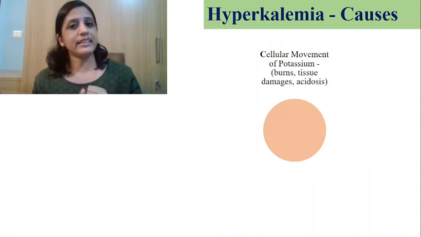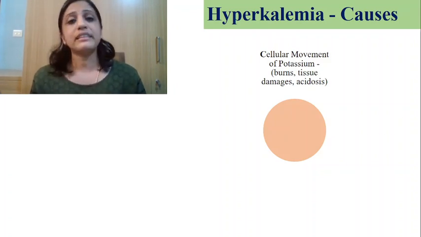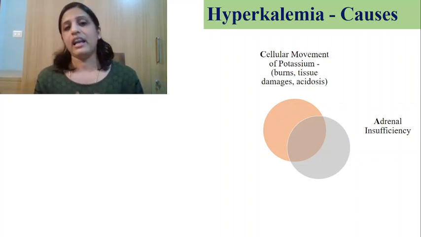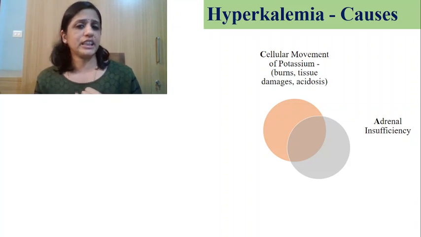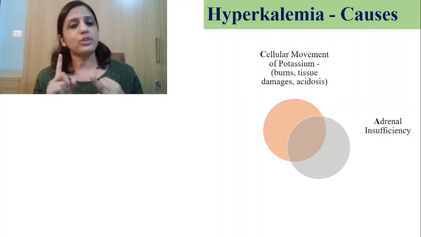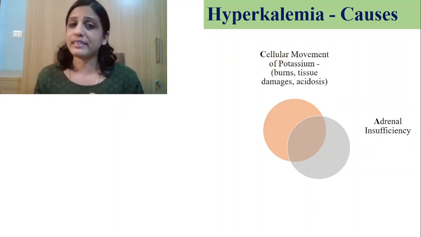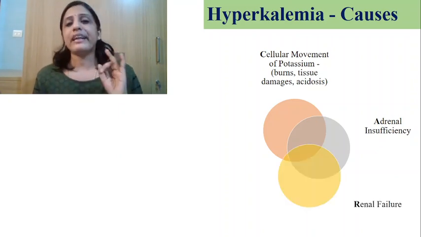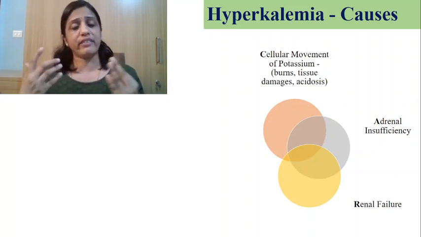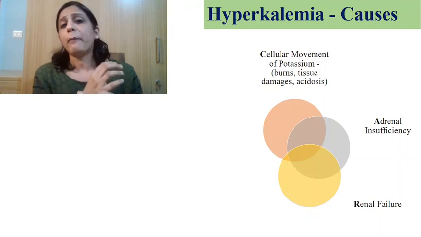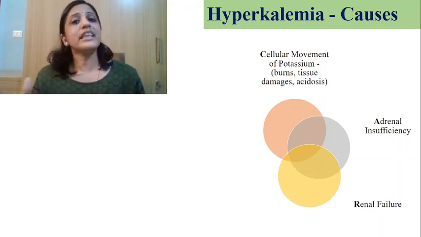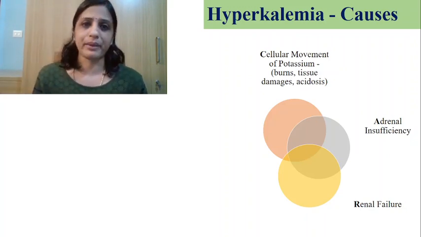So CARED, C-A-R-E-D: C stands for cellular movement. A stands for adrenal insufficiency. Adrenal insufficiency is a condition where there is decreased secretion of adrenocorticotropic hormone. So A stands for Addison's disease. In Addison's disease, there is hyperkalemia. Next is R. R stands for renal failure. Just now we studied that when the kidney is not functioning properly, potassium cannot be excreted from the body, ending up with increased potassium accumulation, hyperkalemia.